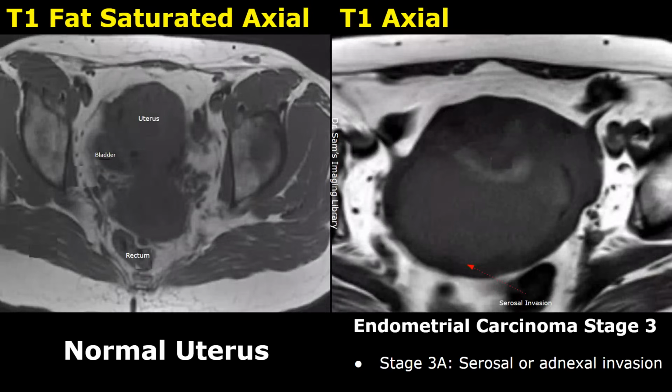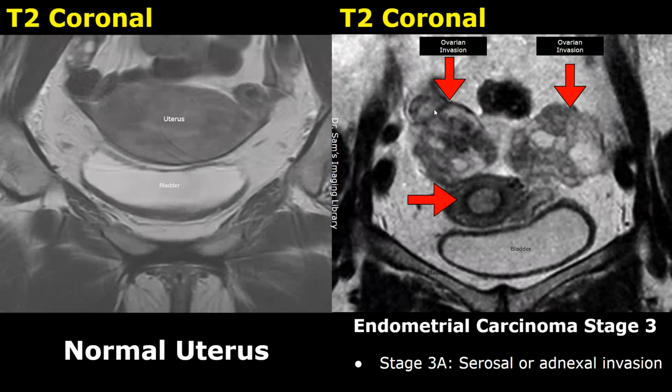This is a T1 sequence in axial view. The cancer is less prominent, but we can see serosal invasion. In this image, we can see ovarian metastasis. Both the ovaries are involved. This is a stage 3A endometrial carcinoma.